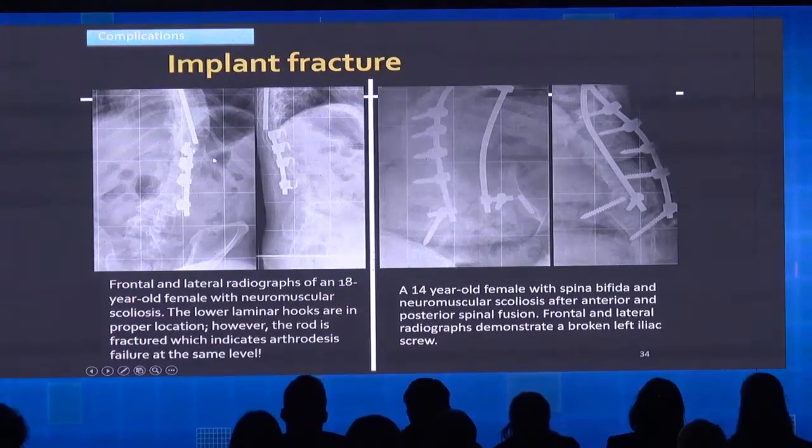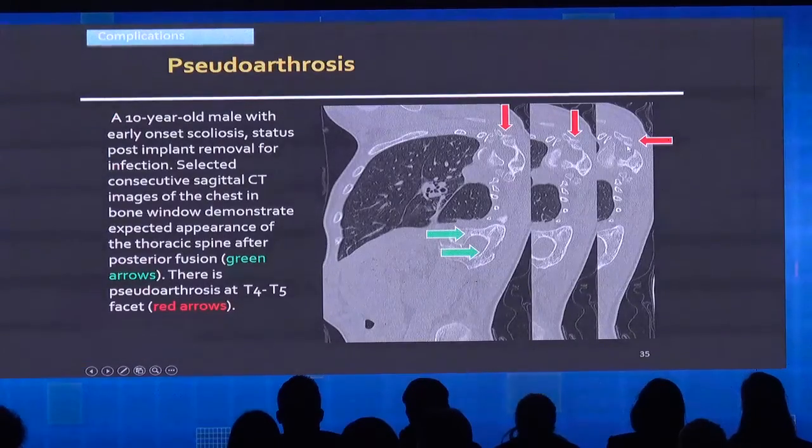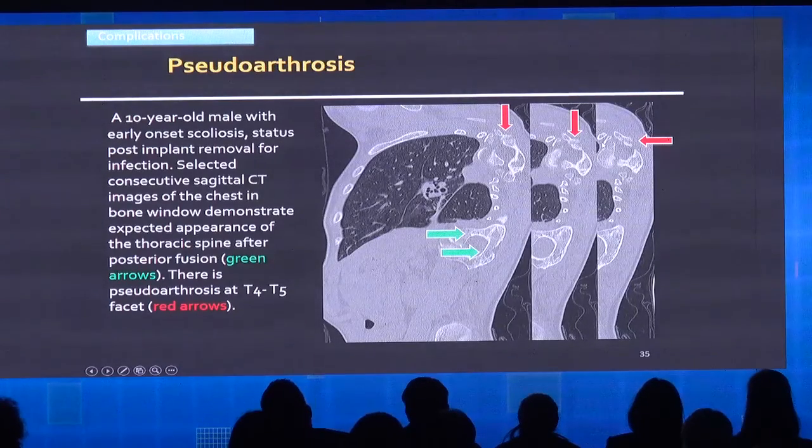You can have a fracture of the rods. We have seen some. It can break anywhere. Here it's on the spine. Here it's at the connector. Every time you have a fracture of the rod, there is a pseudarthrosis. This is the normal appearance of the spinal arthrodesis. And here you can see that you have a pseudarthrosis.